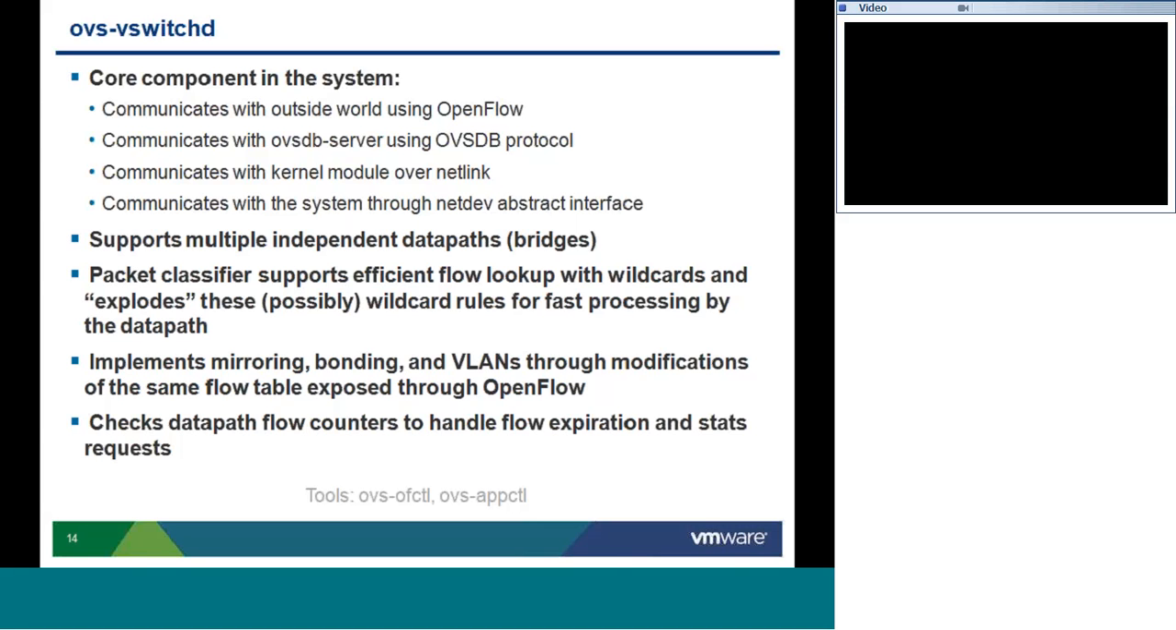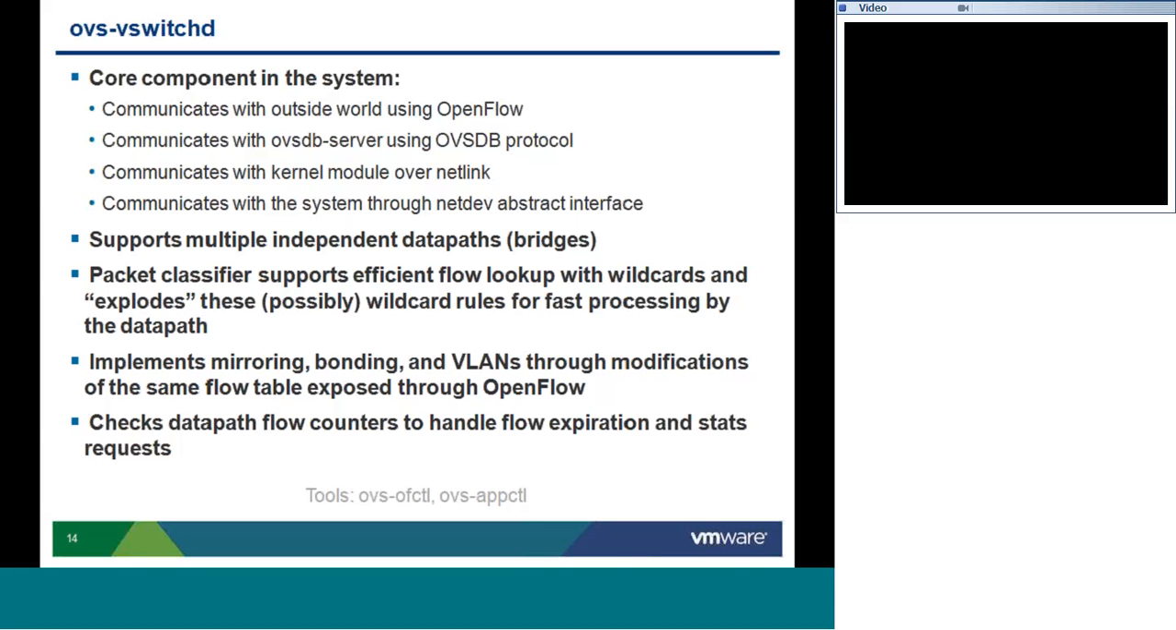This packet classifier is what we talked about, the thing that looks up the OpenFlow rules and then figures out how to generate megaflows. And then it does things like mirroring, bonding, VLANs. They're all handled by vSwitch.